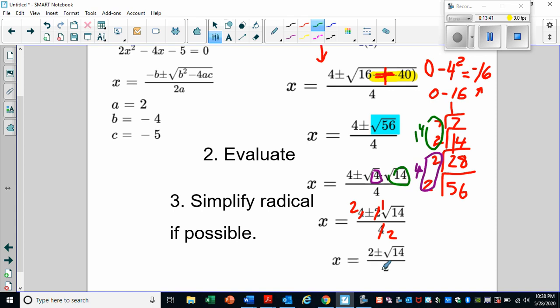Now, one thing I will say, you do have to be careful. You might think, oh, can I factor this a little further, simplify? You can, but you may have to split it up. You may split it up as 2 over 2 plus minus square root of 14 over 2. You may be able to do that.